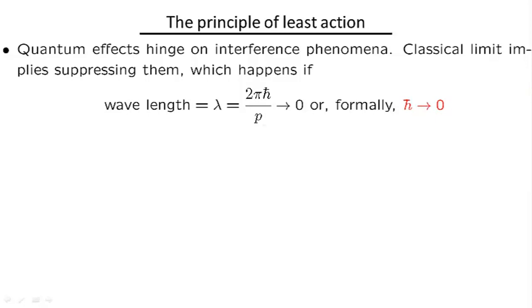So let's say we have a particle with a momentum p. The corresponding wavelength, per de Broglie's argument, is going to be h bar over 2 pi p. So if we want to set lambda to 0, that is, to completely suppress the interference effects of a particle with such a wavelength, we want to set, in some sense, h to 0. So the Planck constant, which controls the quantum effects, which is sort of the essence of quantum mechanics, should be set to 0.